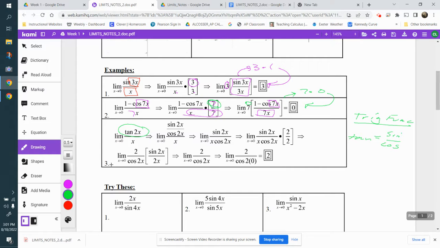So if you don't know that, get used to it. You're going to see that a lot. So we know that tangent can be moved into sine and cosine. So right here, I change tangent into sine and cosine. So instead of tangent of 2x, I get the sine of 2x over cosine of 2x. So everybody's happy with that so far.